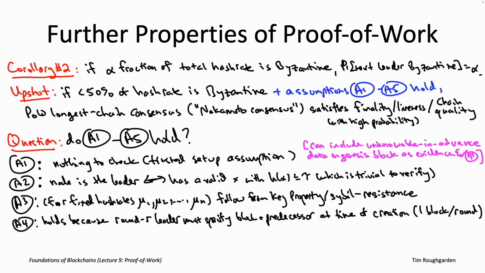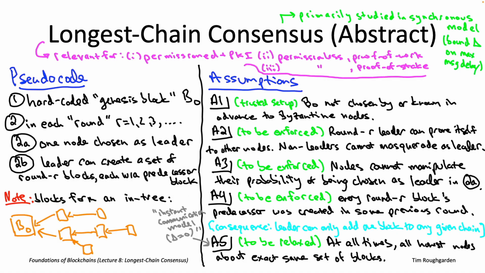So what about that fifth and final assumption? The fifth assumption, you might recall, was so strong as to be totally unreasonable, even in the permissioned and PKI setting that we were talking about in lecture number 8. A5 asserts that we're working in what you might call the instant communication model, or maybe the super synchronous model, but basically the synchronous model with delta equals 0.